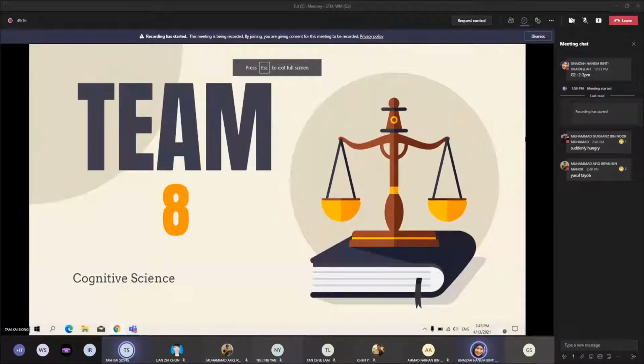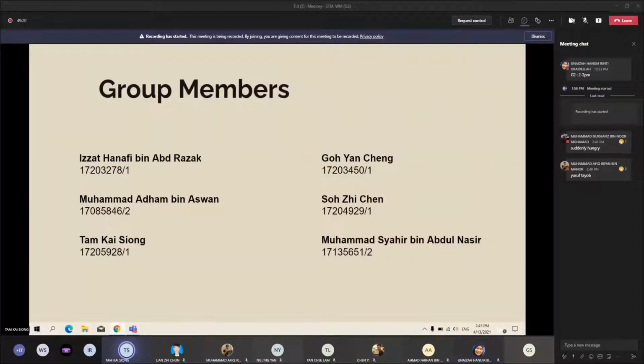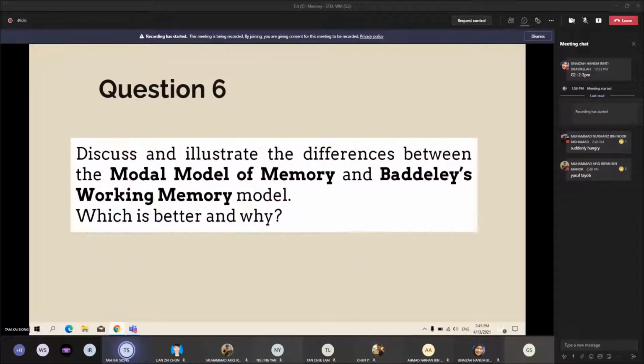So good afternoon to Doctor and everyone. I'm from Team 8, and these are my group members: Iza, Ham, me, Tam, Go, So, and also Shahil. We got question 6, which is: discuss and illustrate the difference between the model of memory and Baddeley's working memory model, which is better and why.